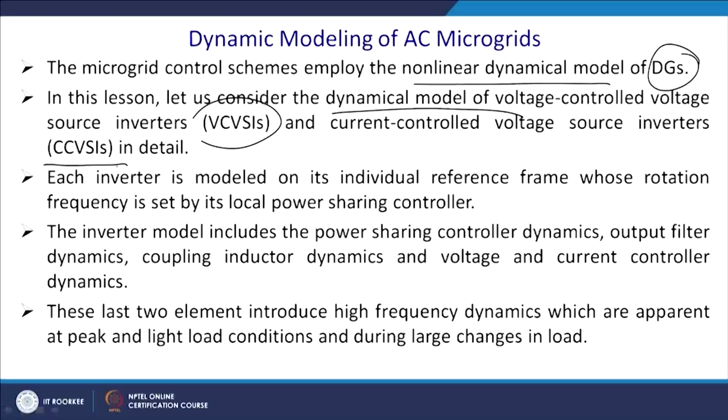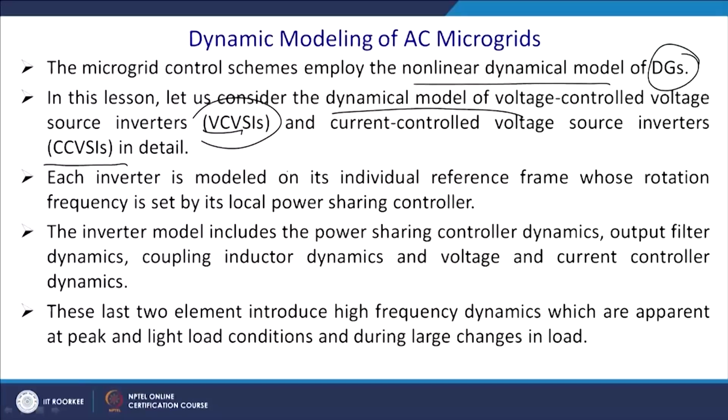As you know, if it is required to be a current source, we require a constant source current, but there is a problem of availability of constant source current. So, we shall see which one will be preferred among these and why, and how we require to model it. Each inverter is modeled on an individual reference frame whose rotational frequency is set by the local power sharing controller.